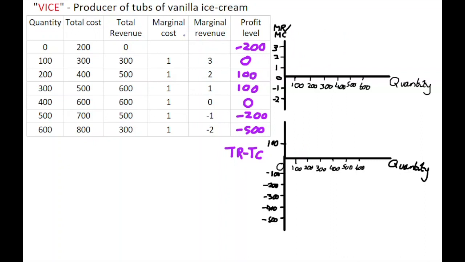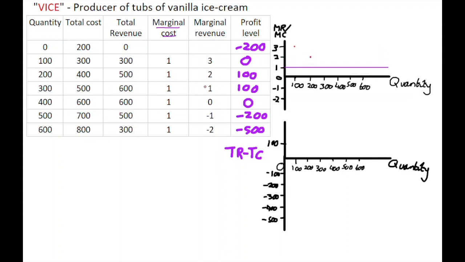Okay, so for marginal cost, it's relatively straightforward. Marginal cost is simply 1 for each output level. So in that case, we will indicate that on our top graph here. Marginal cost is constant at 1, and marginal revenue is more of a downward sloping line. So at a quantity of 100, marginal revenue is 3. So we'll indicate that up here. At a quantity of 200, marginal revenue is 2. So we'll indicate that in here as well.